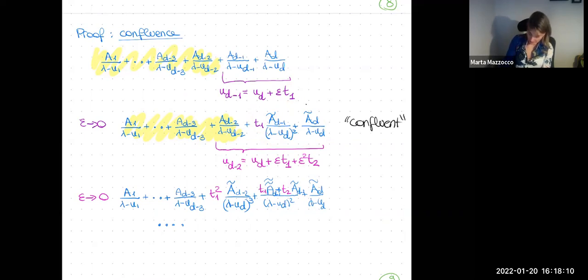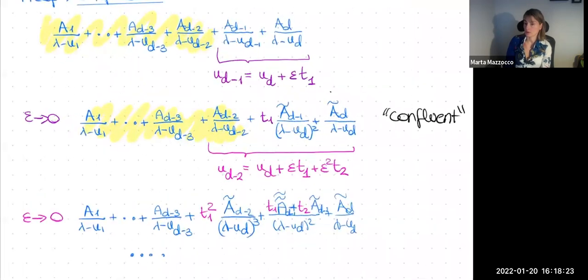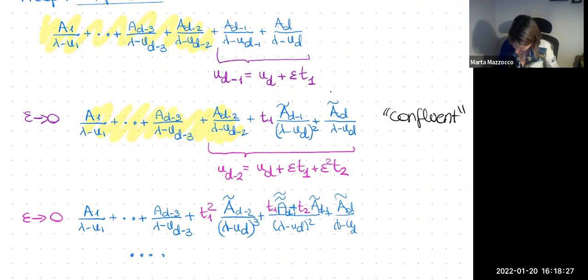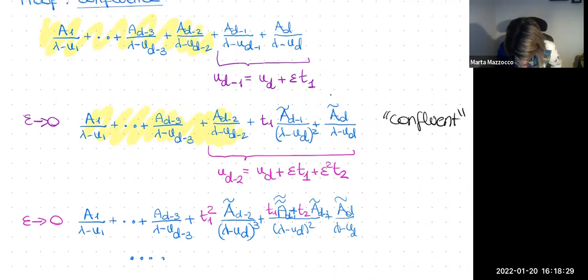Then I can repeat this process again. I now want to coalesce another point with this. So I again do a change of variable and take the limit as epsilon goes to 0, and so on and so forth.